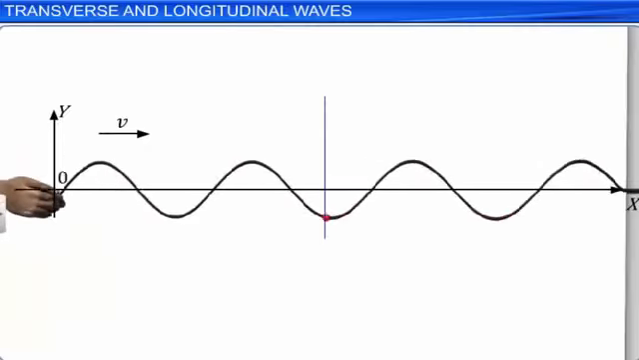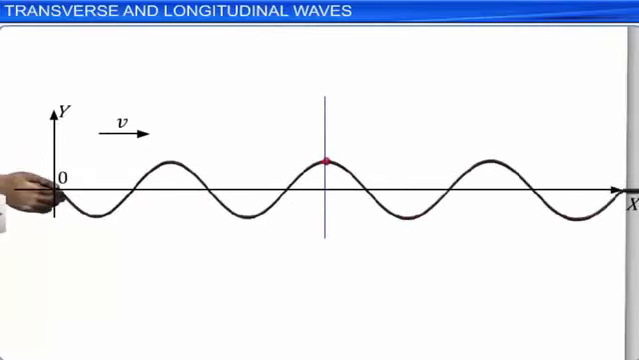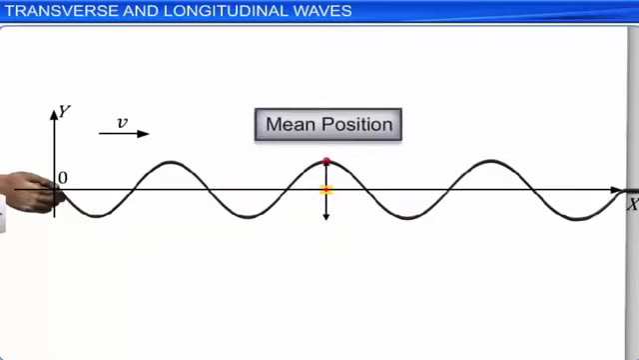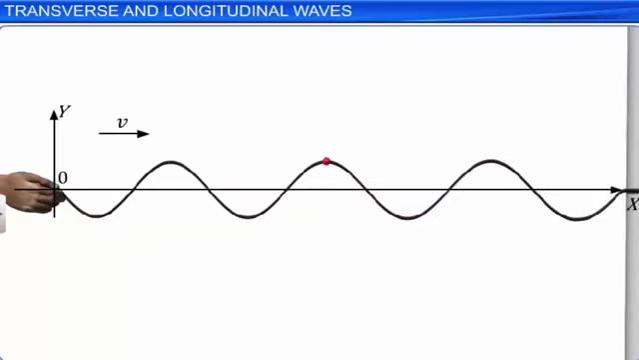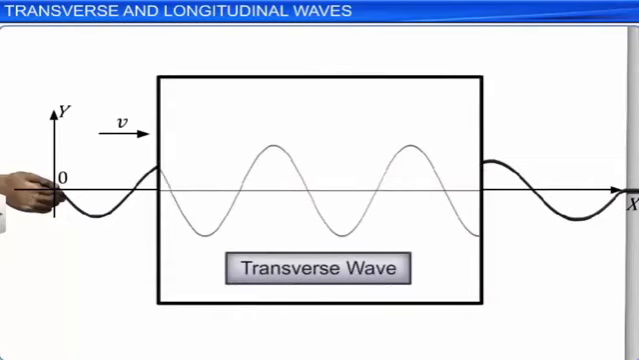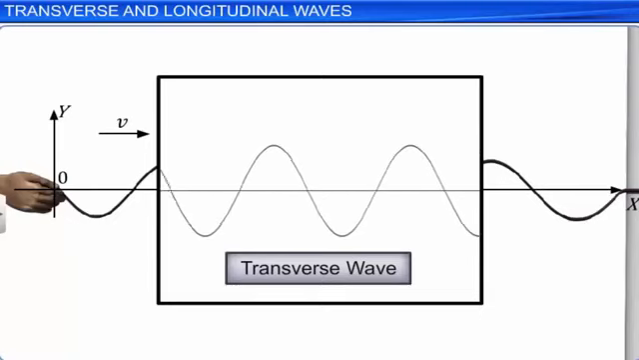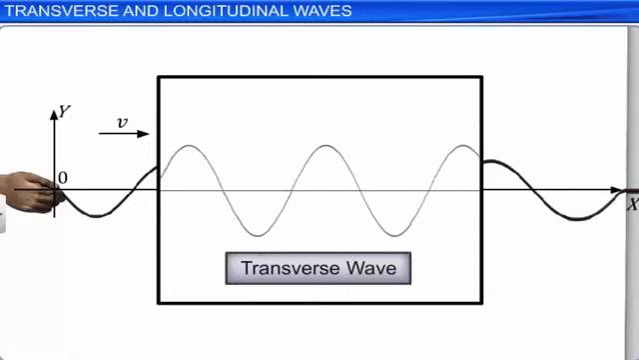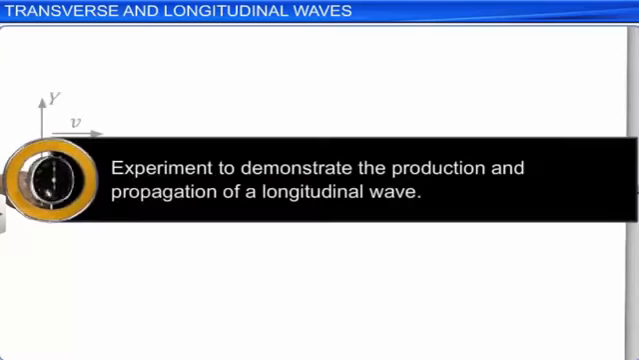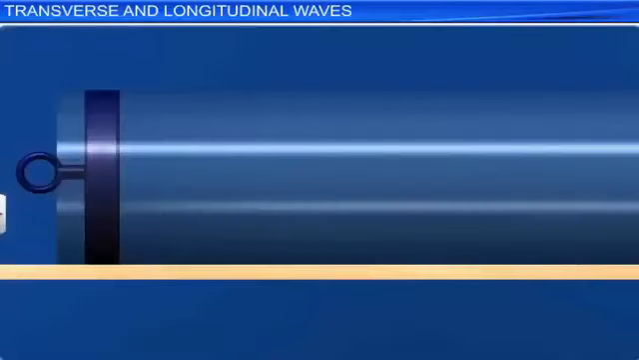Let us now conduct another experiment to understand how a longitudinal wave is produced and propagated. The apparatus required to conduct this experiment is a long glass tube with an airtight piston at one end. Air with lots of dust particles is trapped inside this tube. Now, let us place this tube in a dark room with a focus light behind the tube. The piston is pushed inside the tube and pulled back with a jerk.